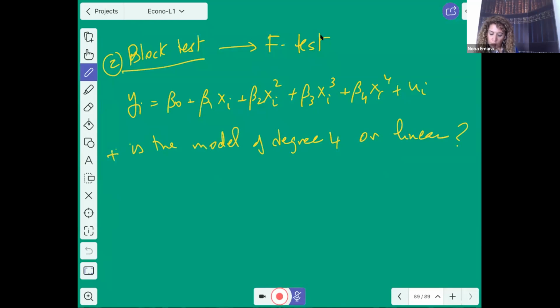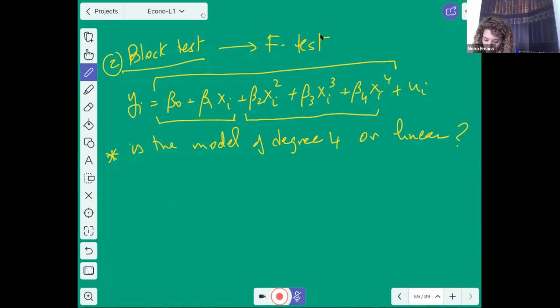Okay, I can also have another question. Is the model 3 or linear? Or is the model 4 or quadratic? So let me start with this one: is the model of degree 4 or linear? If it is up to here, it's linear. If it is up to here, then it's to the power 4. So I actually need to check the statistical significance of the additional part.